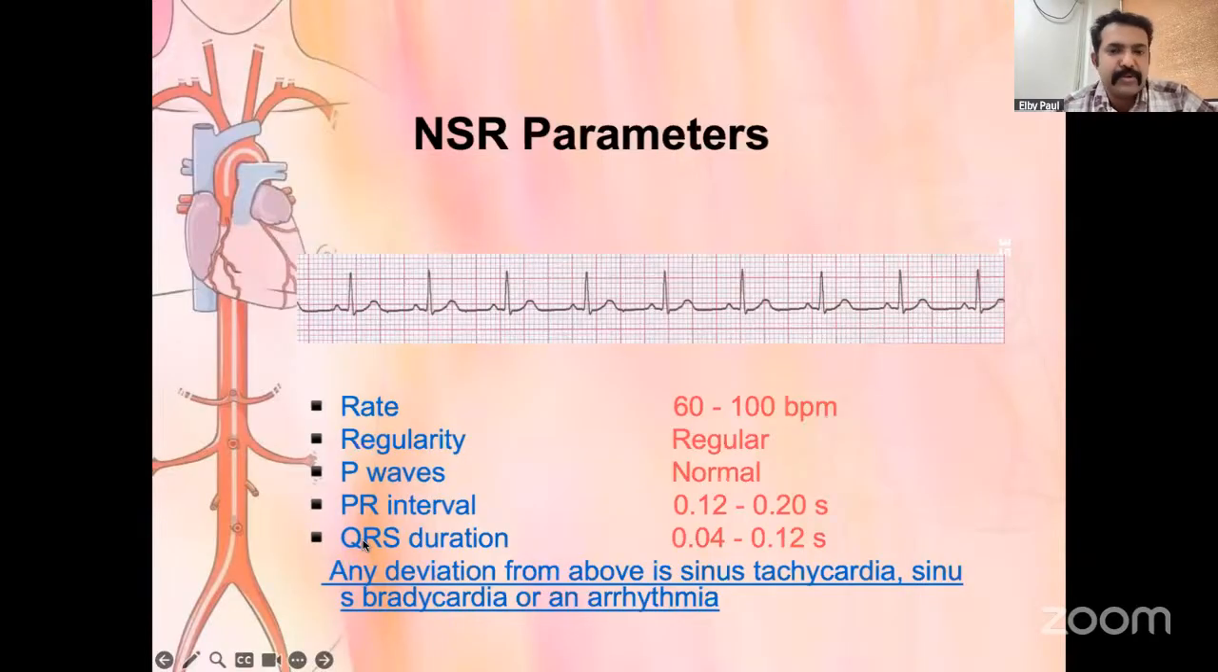Again, the QRS duration is the width of the QRS complex. The normal range is 0.04 seconds to 0.12 seconds. That means one small square to 3 small squares is the normal size of the QRS complex. Okay, this is a little difficult but easy.